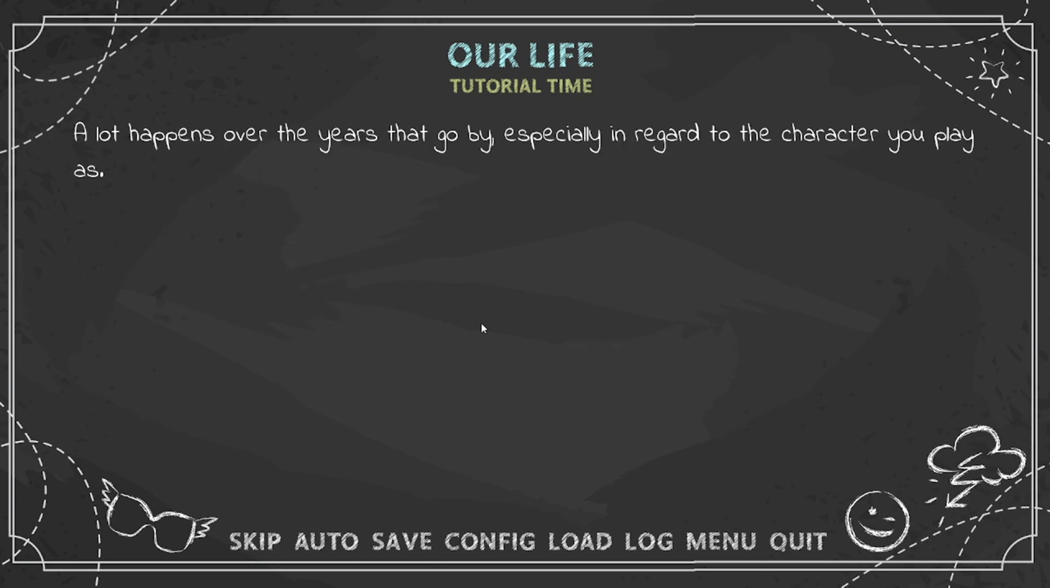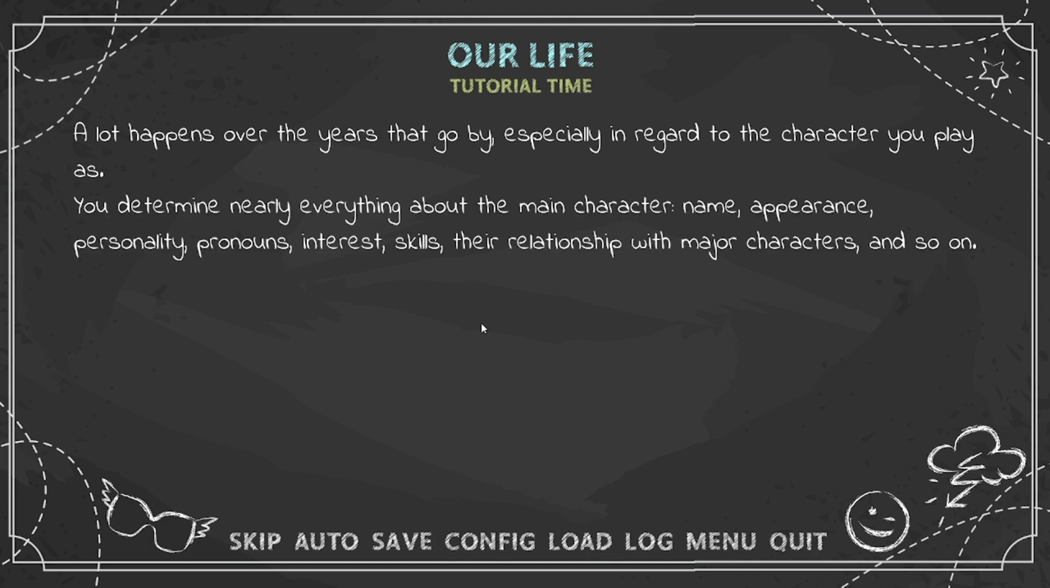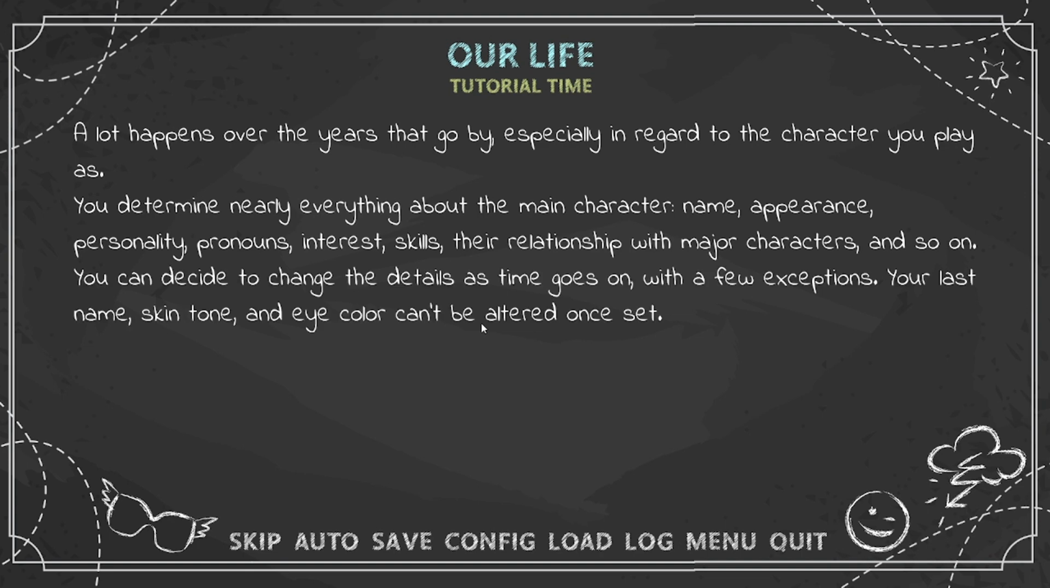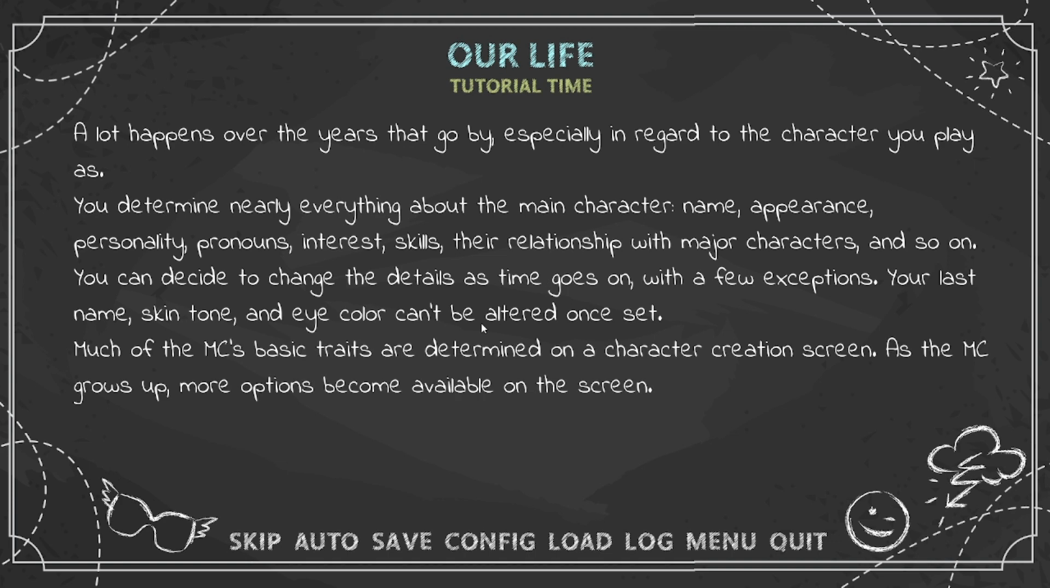A lot happens over the years that go by, especially in regard to the character you play as. You determine nearly everything about the main character: name, appearance, personality, pronouns, interests, skills, their relationship with major characters, and so on. You can decide to change the details as time goes on, with a few exceptions. Your last name, skin tone, and eye color can't be altered once set.